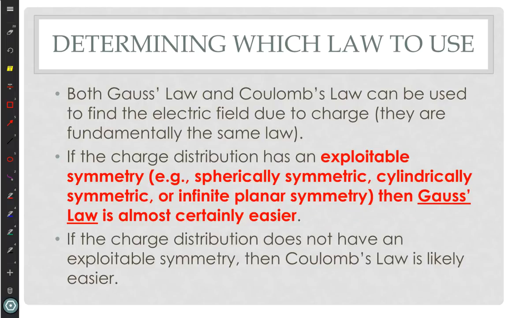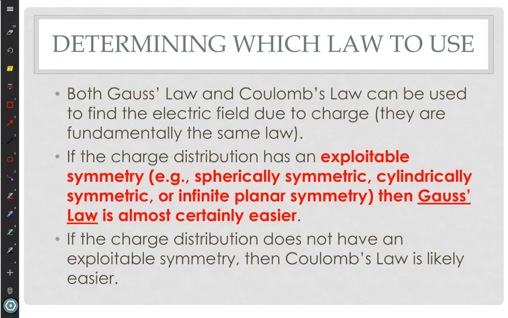And so when you're sitting down to solve a problem, the first thing to do is to say, which one is this problem going to be easier to solve with? And that comes down to symmetry. If you have a problem with an exploitable symmetry, that is a spherically symmetric charge distribution or cylindrically symmetric charge distribution or planar symmetric charge distribution, and you had all of those on that homework assignment, right? If you have one of those symmetries, then it's likely to be much easier to solve it with Gauss's law. Not necessarily going to be hard to do it with Coulomb's law, but much easier with Gauss's law.